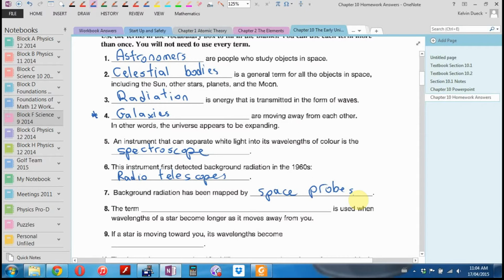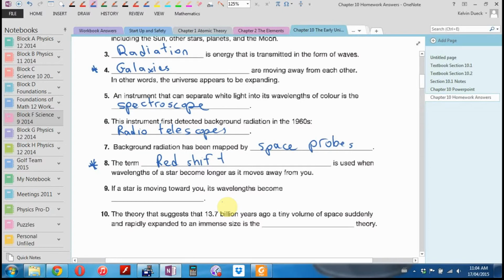What's used when wavelengths of a star become longer as they move away from you? This is how we know the universe is expanding. This is an important word. Yeah, redshift.